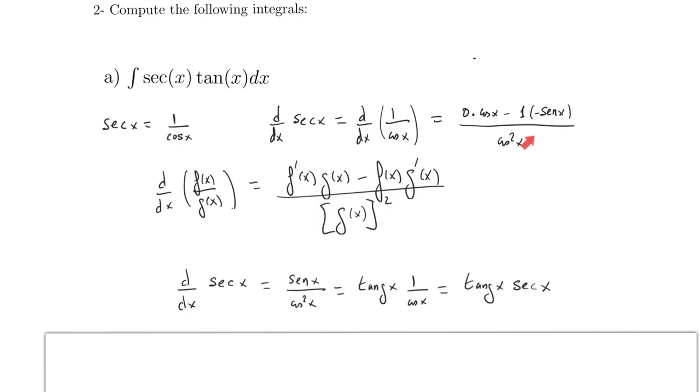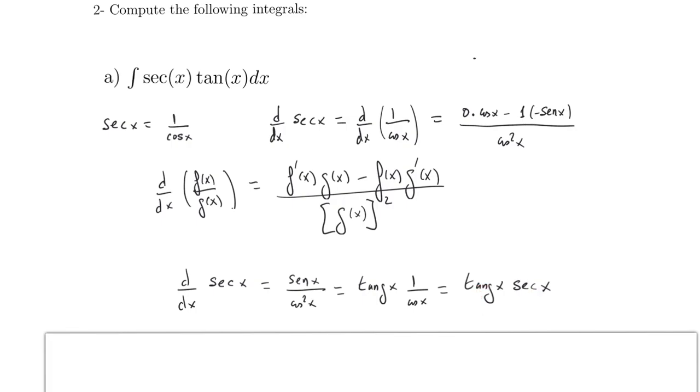The denominator square is cosine square of x. So this can be written like sine divided by cosine, which is tangent of x. So it's tangent of x multiplied by 1 divided by cosine of x, or in other words, tangent times secant. The derivative of secant x is tangent of x times secant of x.